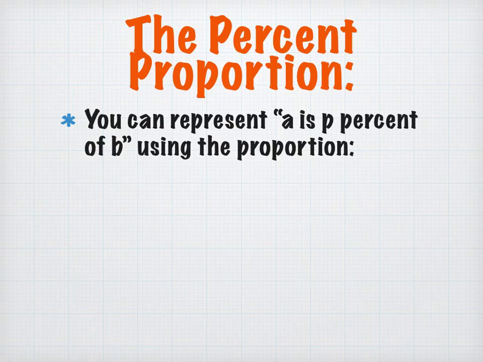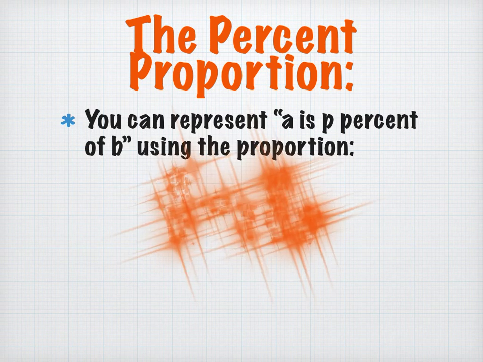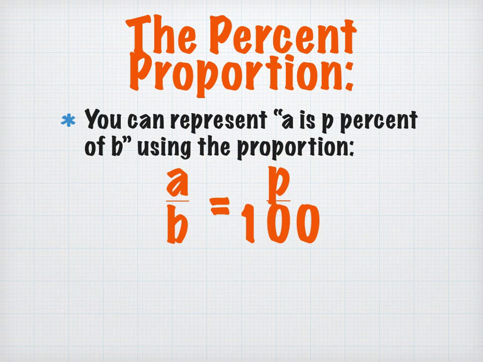We can also use a proportion when we're talking about percents. You can represent A as P percent of B using the proportion A over B equals P over 100. Remember, percent means out of 100.